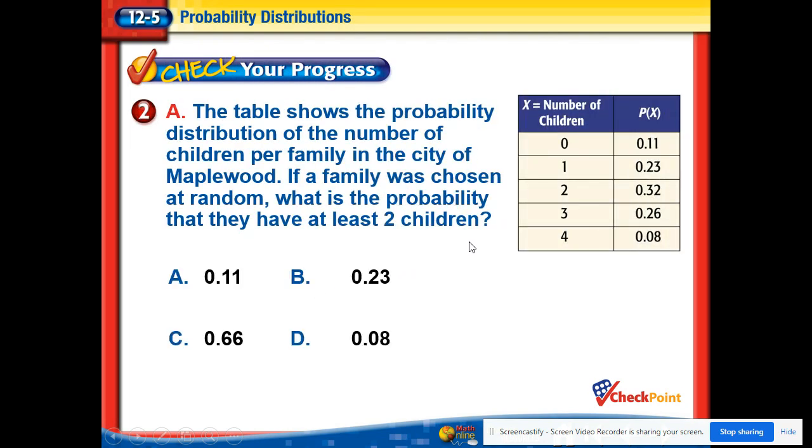All right, the table shows the probability distribution of the number of children per family in Maplewood. 11% have no children, 23% have one, so on and so forth. What's the probability that they have at least 2 children? So 2 or more. So we're going to add up all of these. 32 plus 8 is 40. 40 plus 26 is 66.